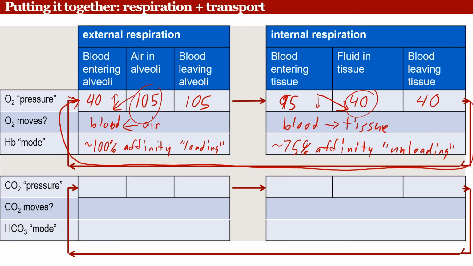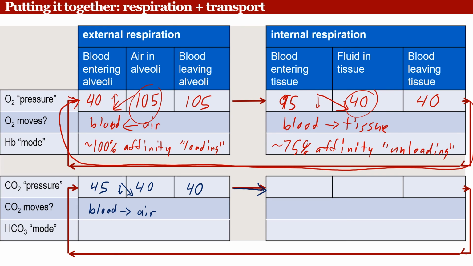Let's do the same for CO2. CO2 enters the lungs at 45 millimeters, but the air in the alveoli is only 40. So if we look at our concentration gradient, that's going to have CO2 move from blood to air. And it's going to move until CO2 has dropped to equal the air. So CO2 is going to leave at 40.